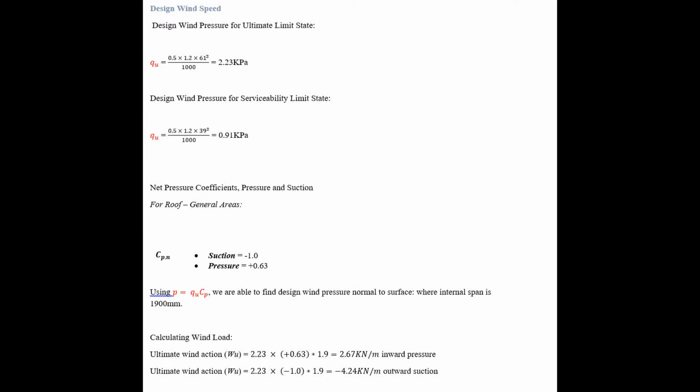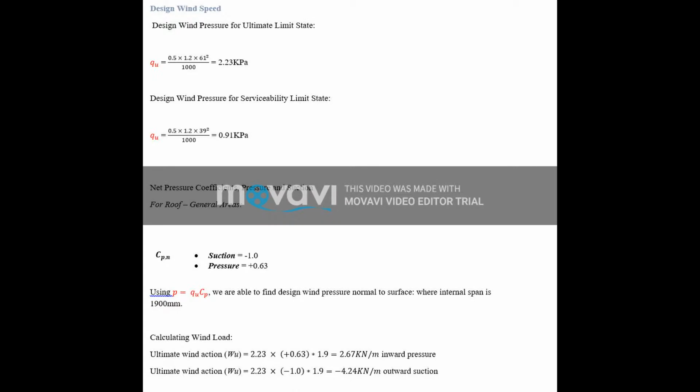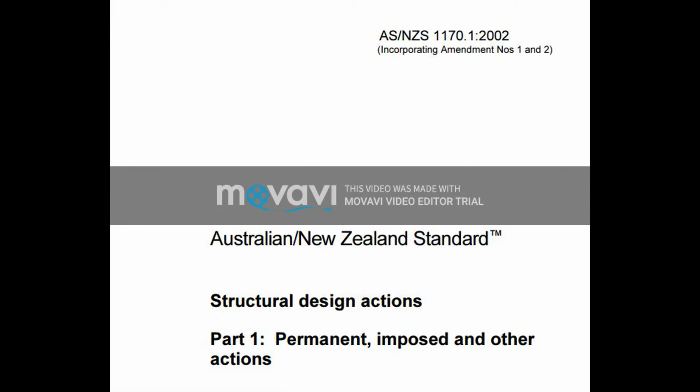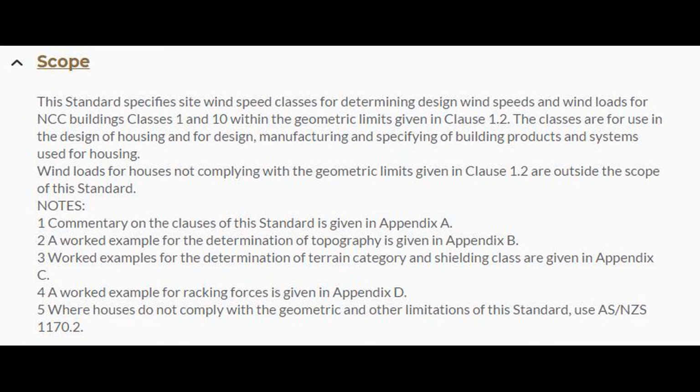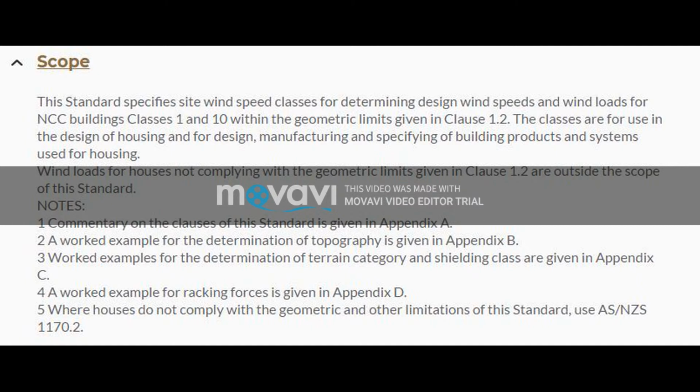In Part A of this assignment, the initial task was to determine the wind load on the building. Thus, we had to design the wind speed and find the net pressure coefficients for suction and pressure. These tasks were both completed using AS 1170 2011 and AS 4055 2012. These provided us with wind regions, terrain categories, topographic classes and shielding classes, all of which aided in determining the wind class classification of our site.